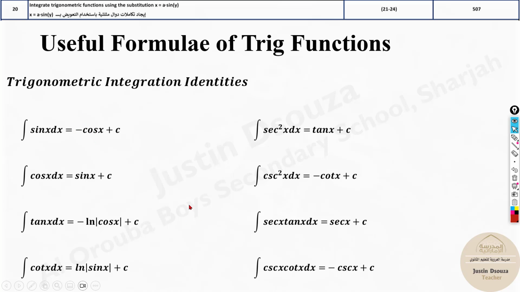So please remember this, because over here you're integrating sine, you're getting minus cos. Don't think, okay, for secant you should have minus. No. For cosecant you should have minus, because what's the answer? If the answer is having co, then it's a minus sign. Over here, natural logarithm of cos x, right? So you have a minus sign.